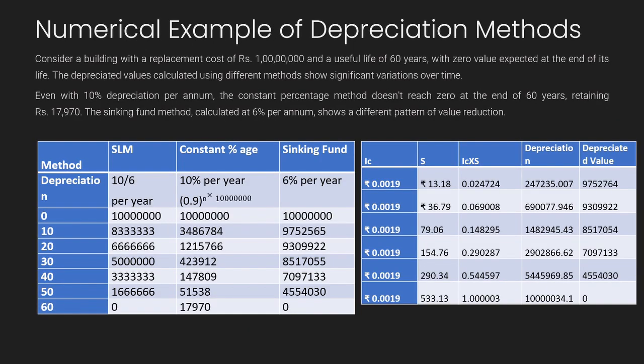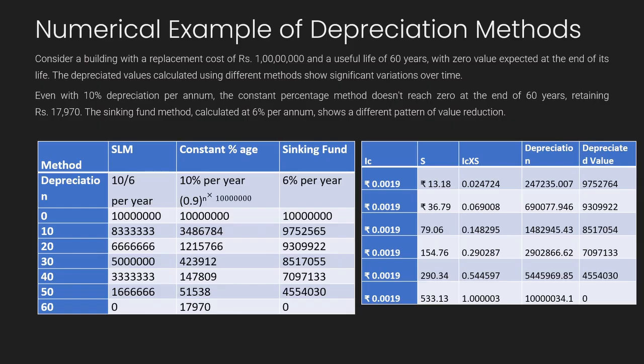So we will take an example that will make things clear, showing how we can use the S curve for actual or real depreciation. Let us consider a building with a replacement cost of 1 crore and a useful life of 60 years, with zero value expected at the end of its life. The depreciated value calculated using different methods shows significant variations over time.